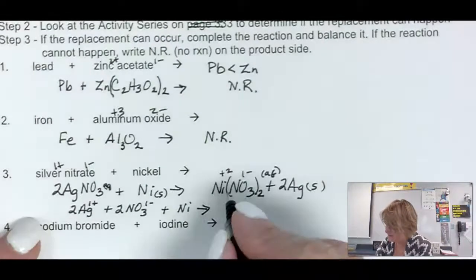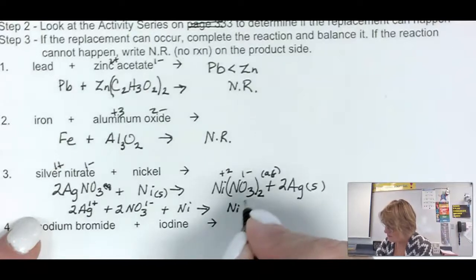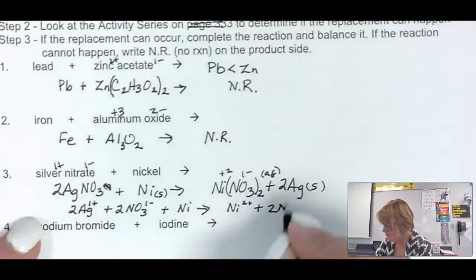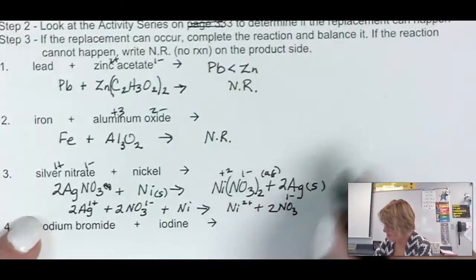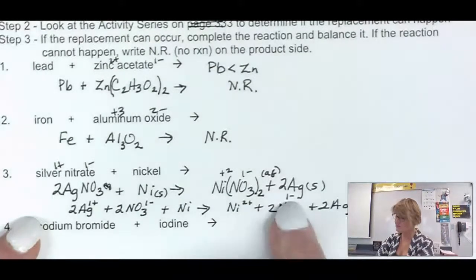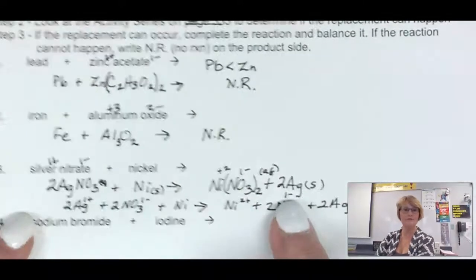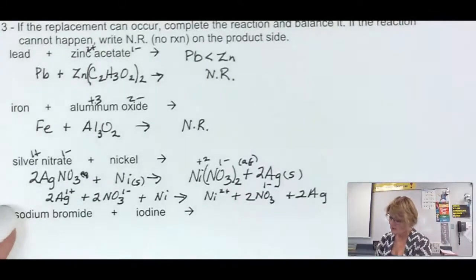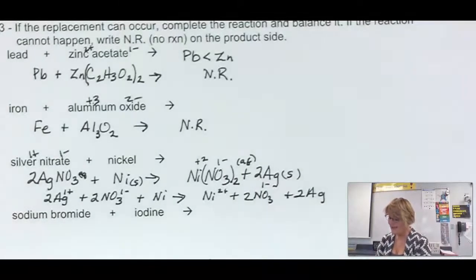Then I have on here, I have 1 nickel, which is a 2+. I have 2 nitrates, which is a 1-. Okay, again, 2 here, 2 nitrates. And I have 2 silvers. And this one again is your silver with neutral atom, so there's no charge on it. So I've got all that written out. There's my ionic equation.